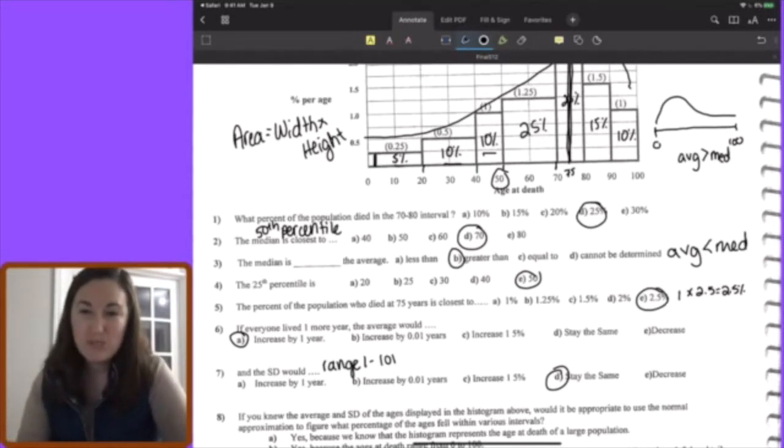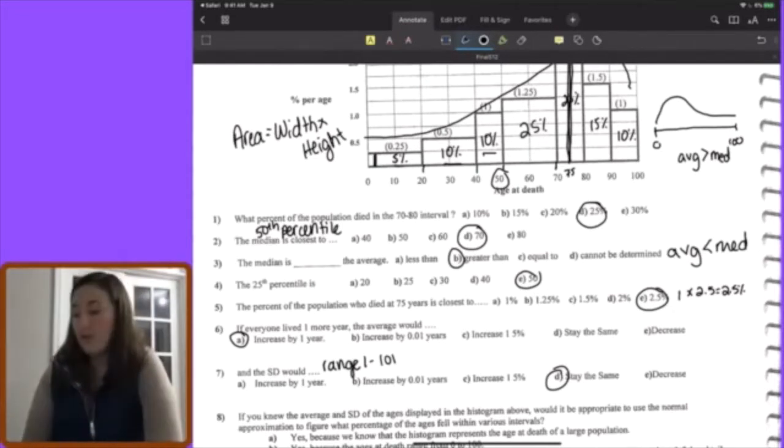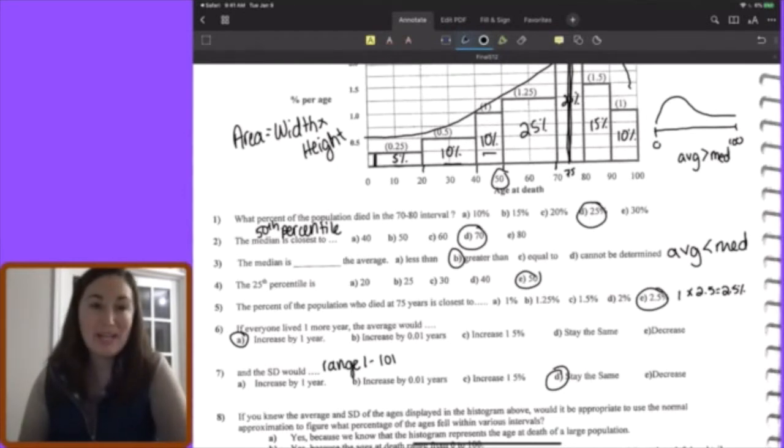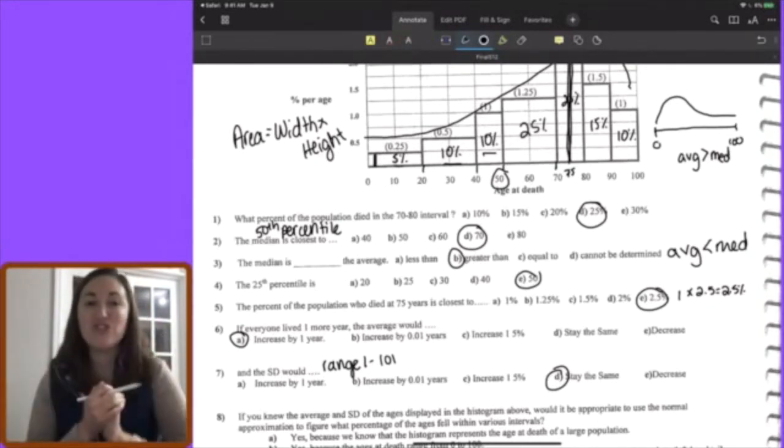Somebody said the SD would change if we were multiplying. Yeah, so if I took everyone's age and multiplied it by 2, then my range would go from 0 times 2, which is 0, to 100 times 2, which is 200. So my SD would increase as well.